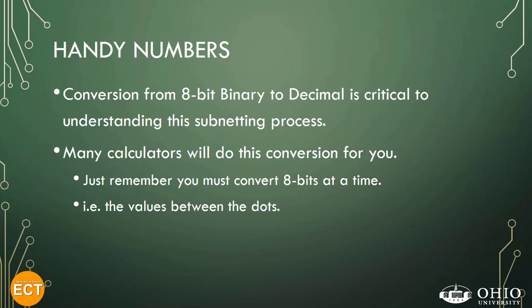Through the IP addressing process, it's going to be very handy to be able to convert from 8-bit binary to decimal, and from decimal back to 8-bit binary. Many calculators will do this conversion for you. You just have to remember to convert it 8 bits at a time.